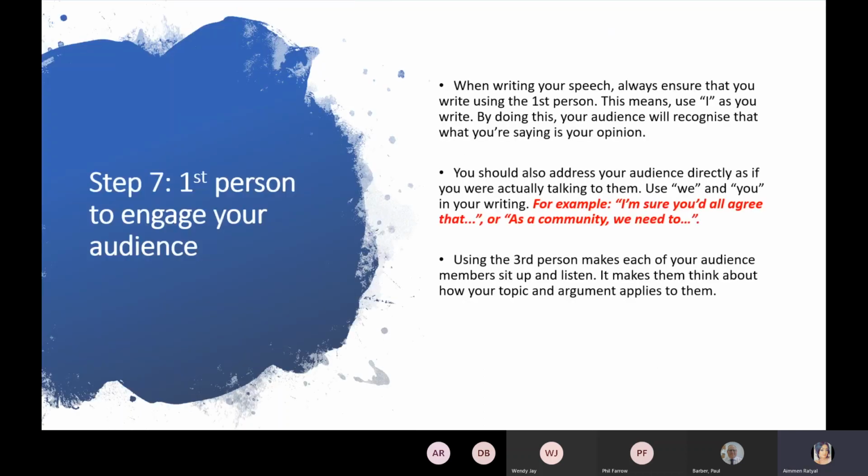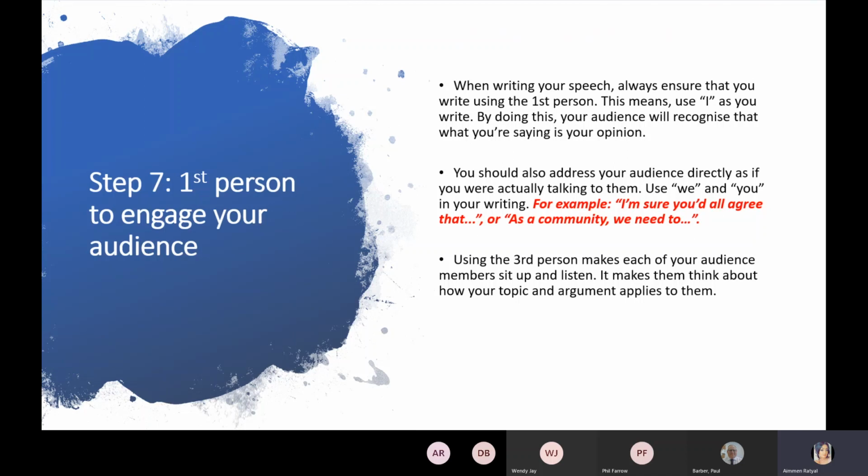So step 7, first person to engage your audience. Your writing style should be using first person. When writing your speech, always ensure that you write using the first person. This means use I as you write. By doing this, your audience will recognize that what you are saying is your opinion.